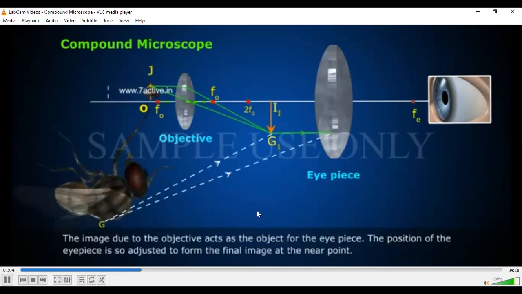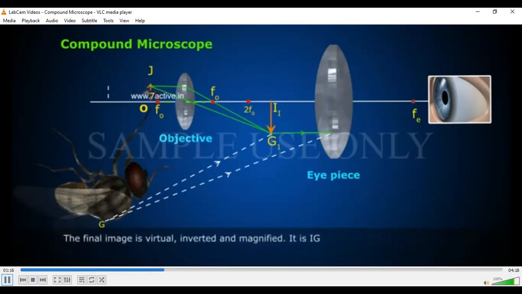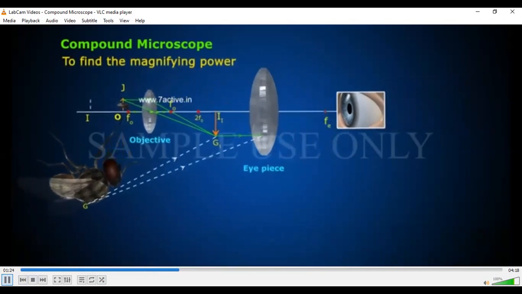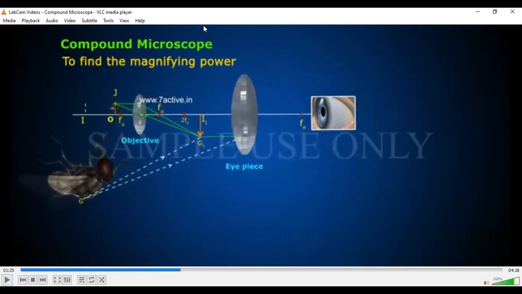The image due to the objective acts as the object for the eyepiece. The position of the eyepiece is adjusted to form the final image at the near point. The final image is virtual, inverted, and magnified. It is IG. To find the magnifying power, you can see how these are traced.